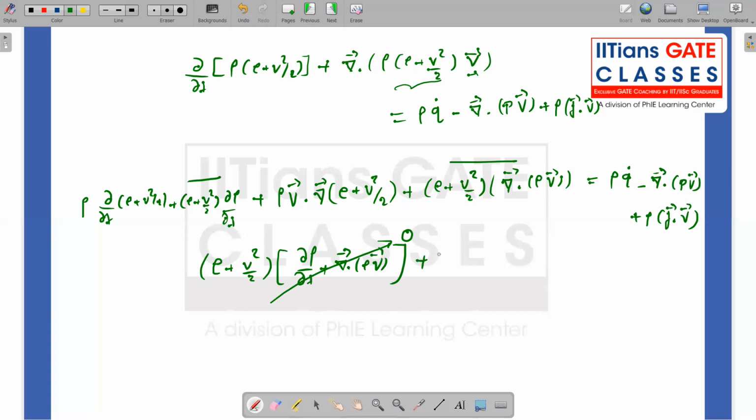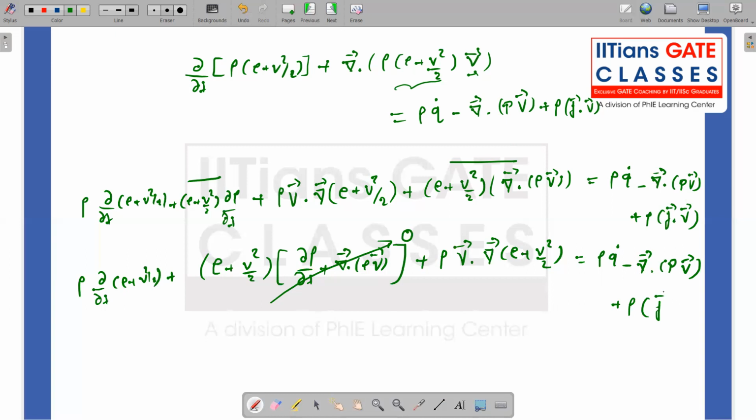We are left with density times v dot the gradient of (e plus v square by 2). Again, the one more term over here is density times ∂/∂t of (e plus v square by 2), equal to the right hand side: rho q dot minus the divergence of pressure times velocity plus density times f dot v.